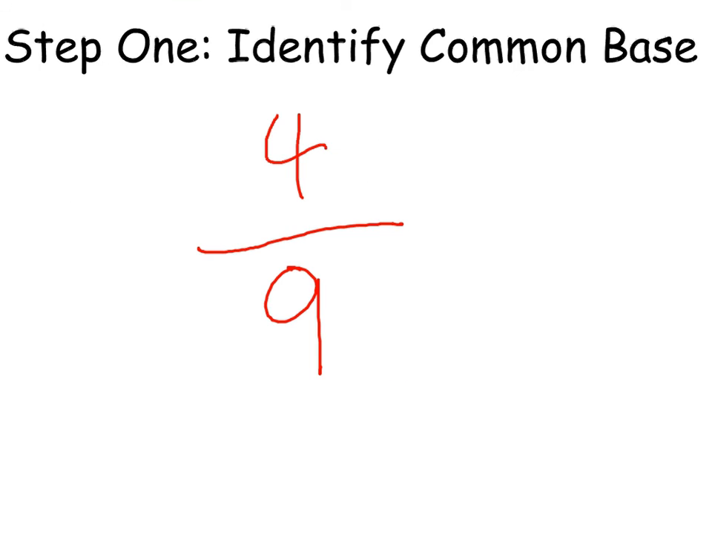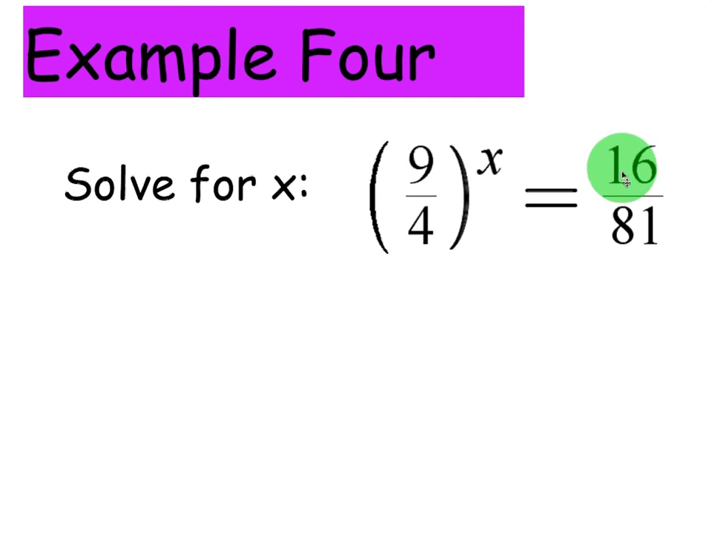All right, so here's the question. Let's look at the right first because it's easier. How do you write 16 over 81 as base 4 over 9? 4 over 9 to the what power would give you 16 over 81? Yes, second, because 4 squared is 16 and 81 is 9.